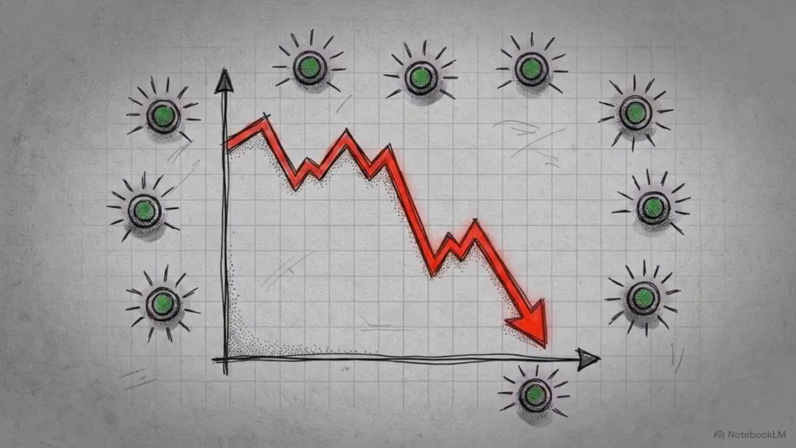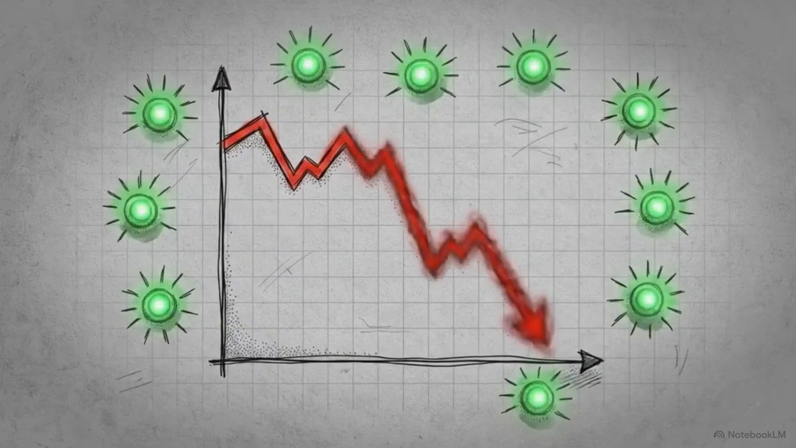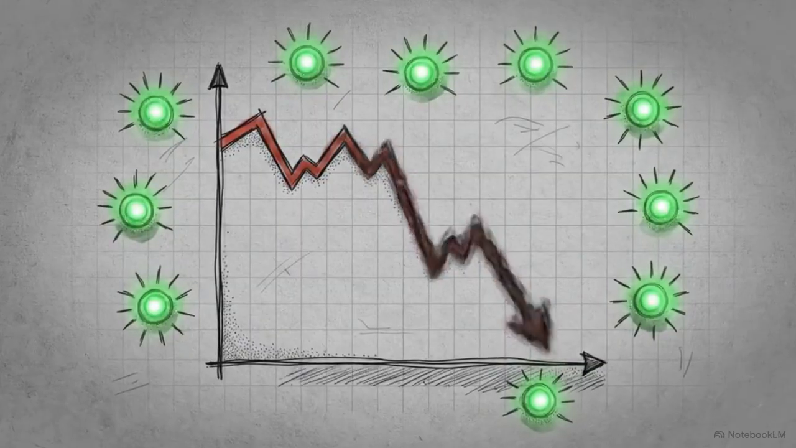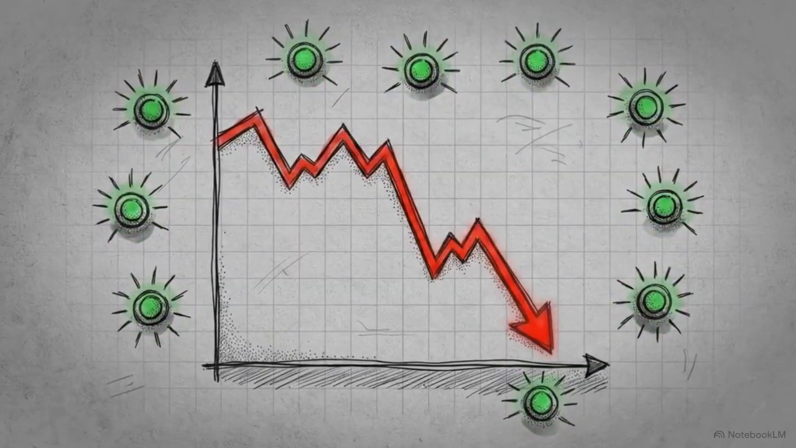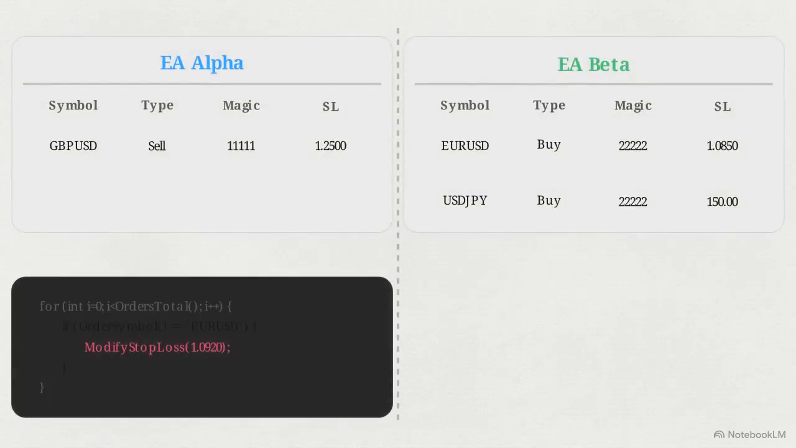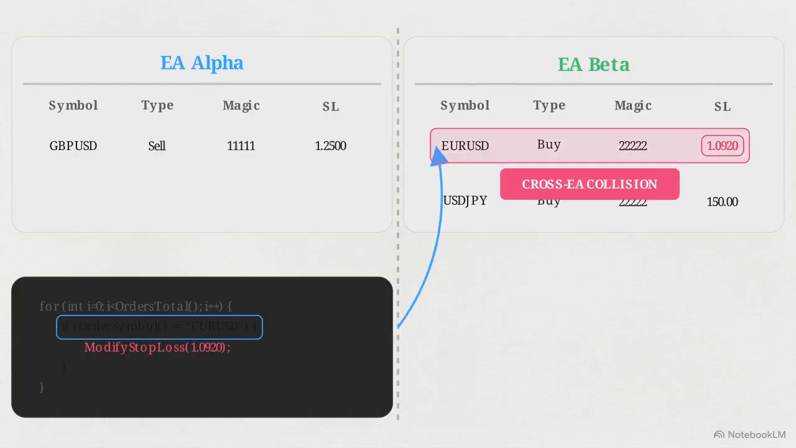Imagine running a multi-EA account that starts losing money in ways no single strategy could explain. Trades close at the wrong prices, stops move overnight, and when you check the terminal logs, you find absolutely nothing. No error codes, no warnings. The EAs running on the account are not technically broken. Instead, they are dismantling each other's trades.